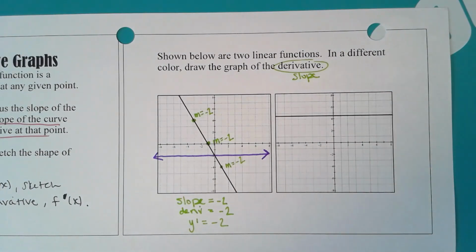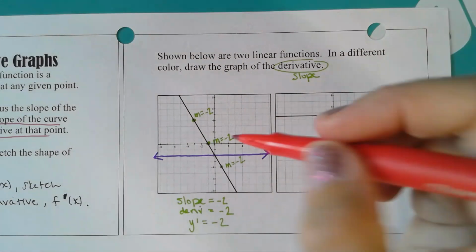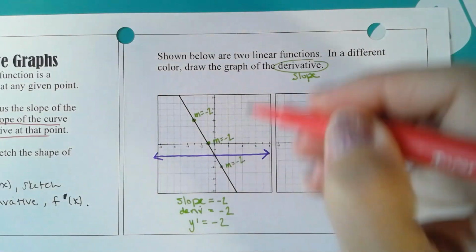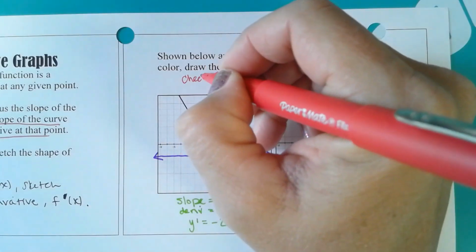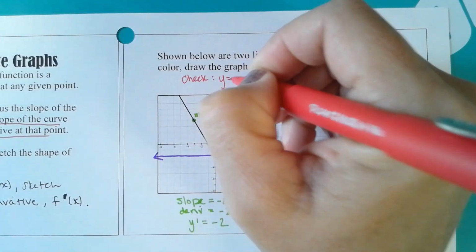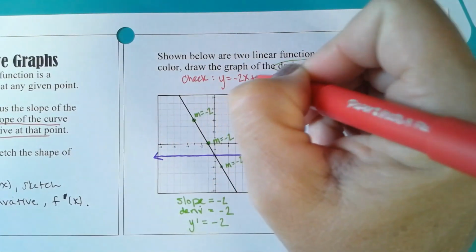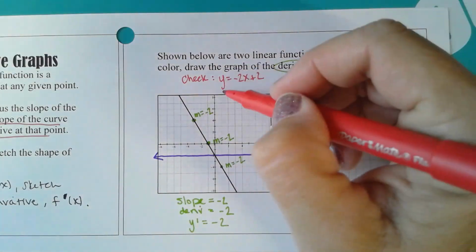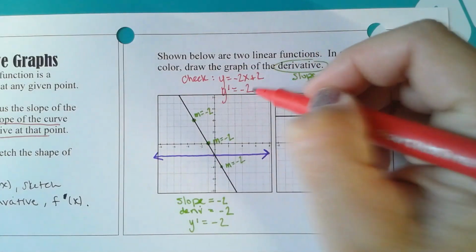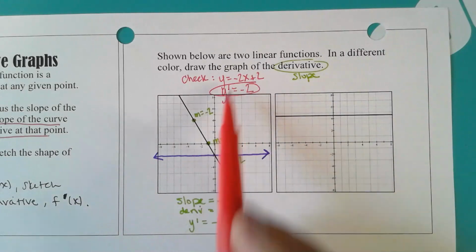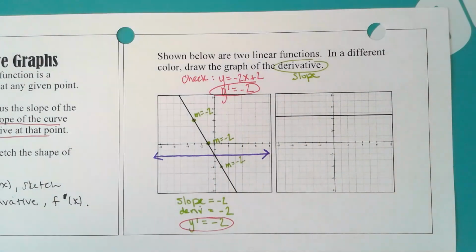Let's write the equation of the line. The y-intercept is -2 and the slope is -2. So the equation of the line is -2x plus 2. And if we take the derivative algebraically, we get -2, so that should check out.